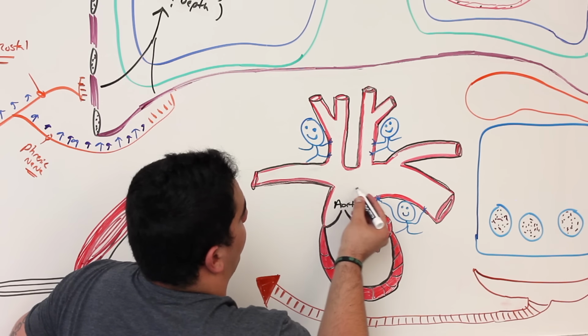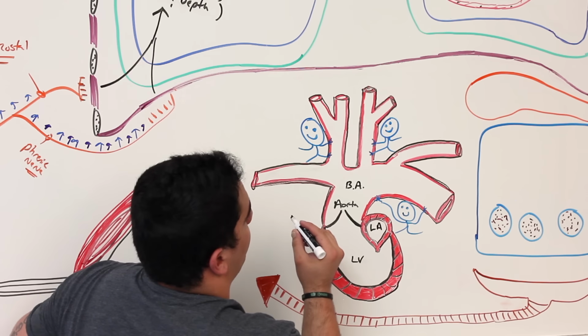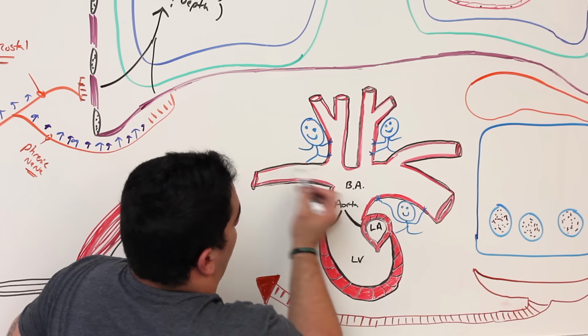Then off of the aorta, you have your first artery here. You have your brachiocephalic artery. So I'll put here BA. Then off of the brachiocephalic artery, it splits.